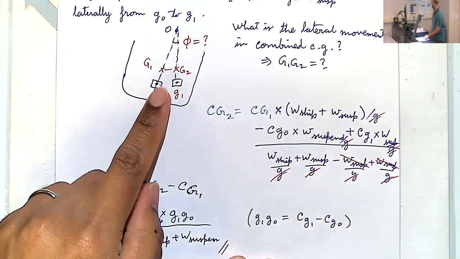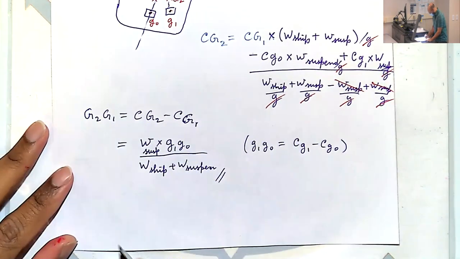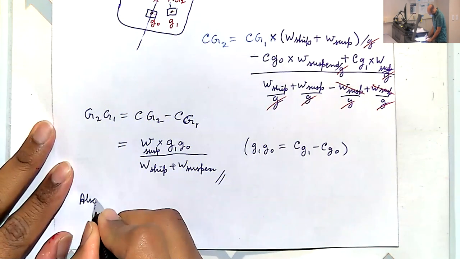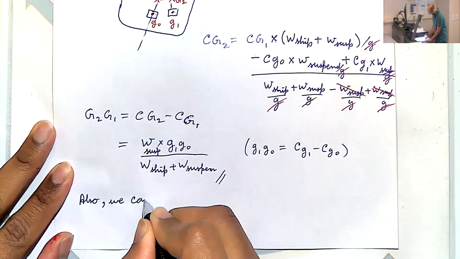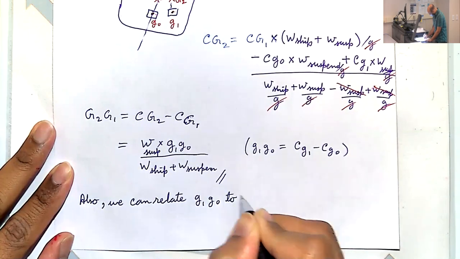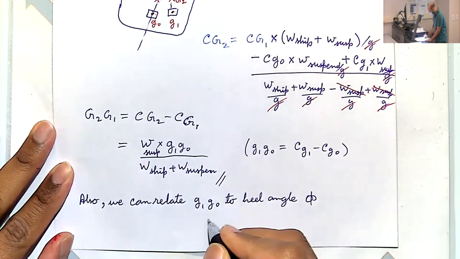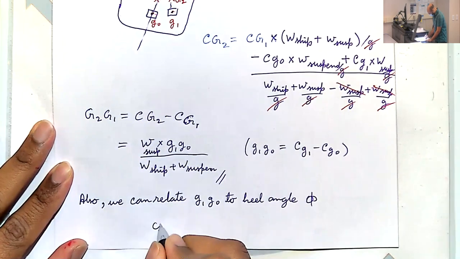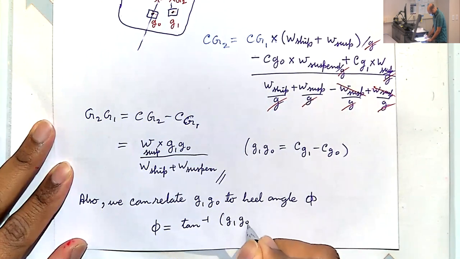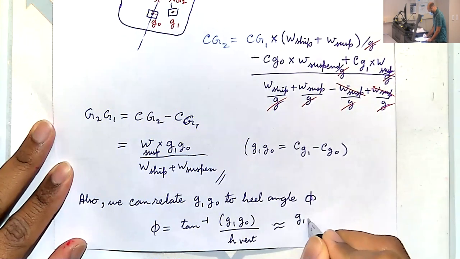Another thing we can do is relate this lateral motion to the angle phi. It's just trigonometry. We get phi is tan inverse of G1G0 divided by H, or in radians, G1G0 over H.